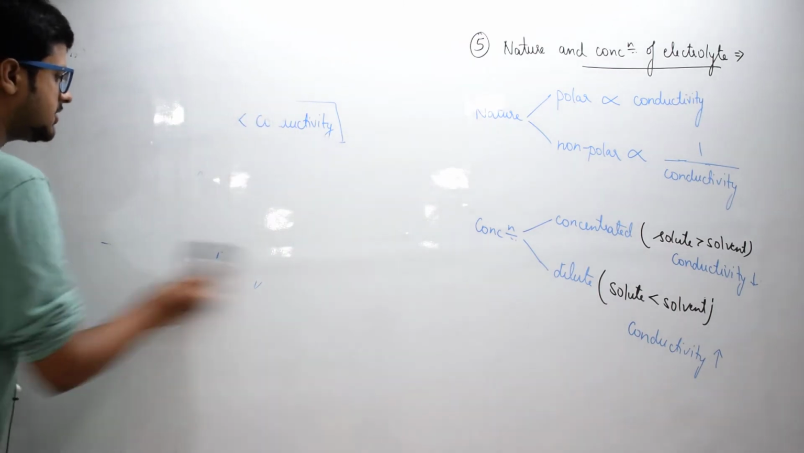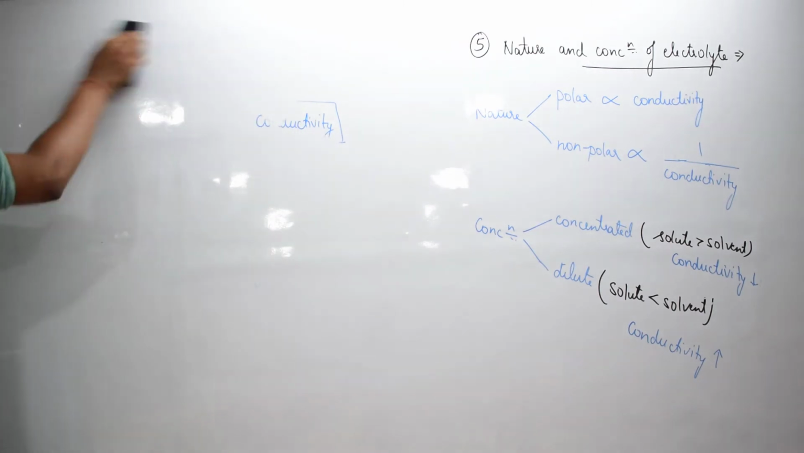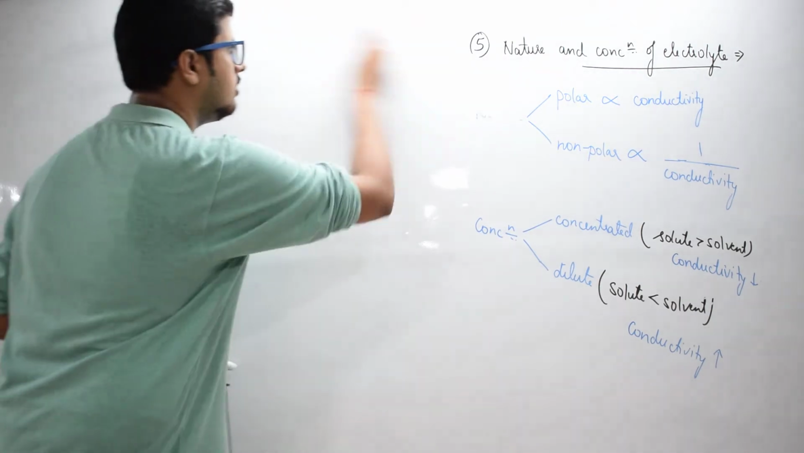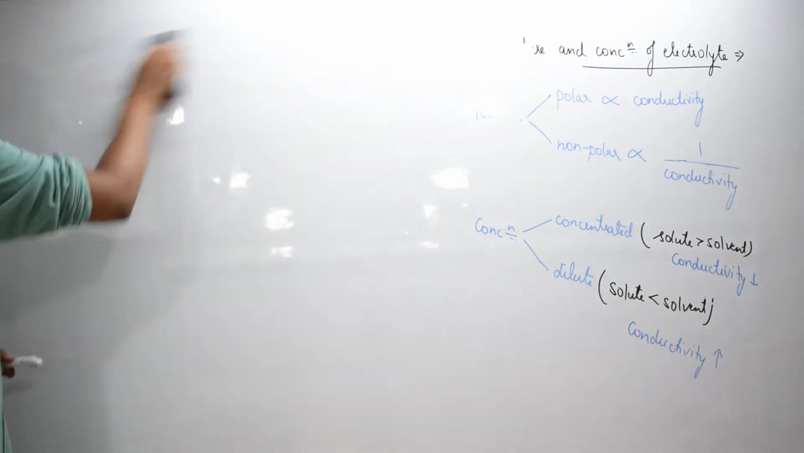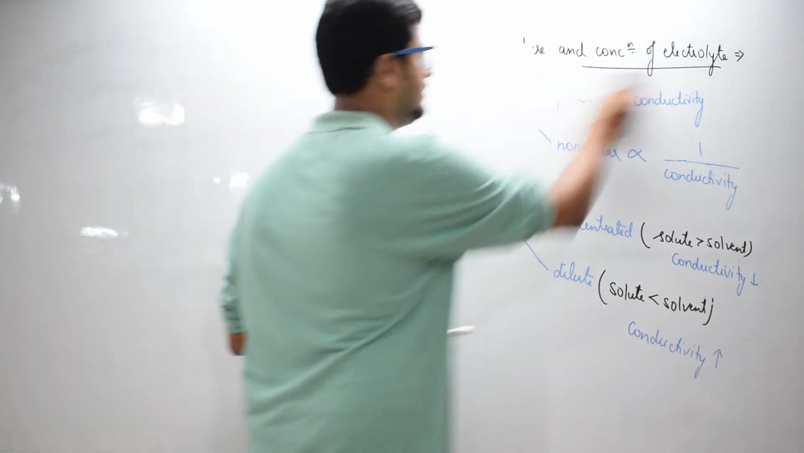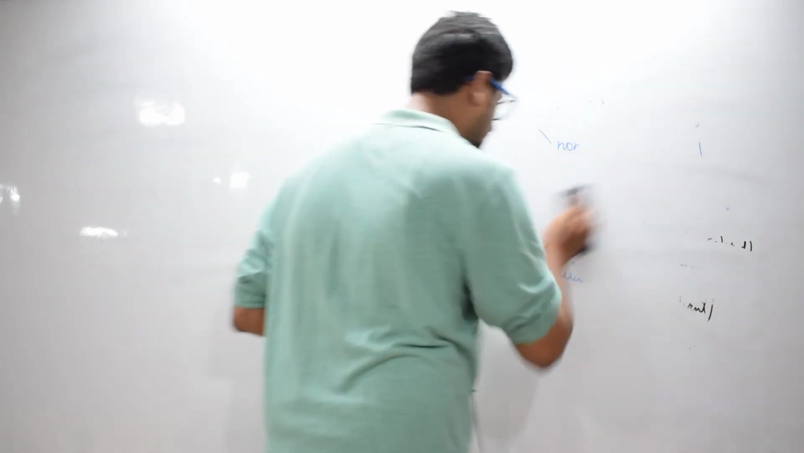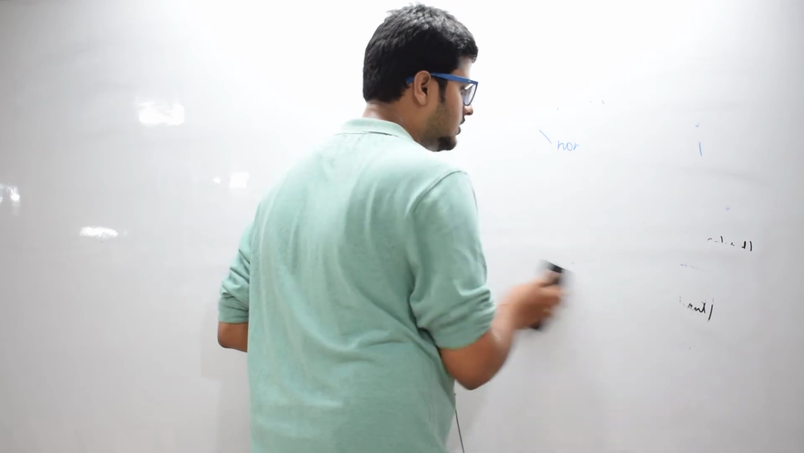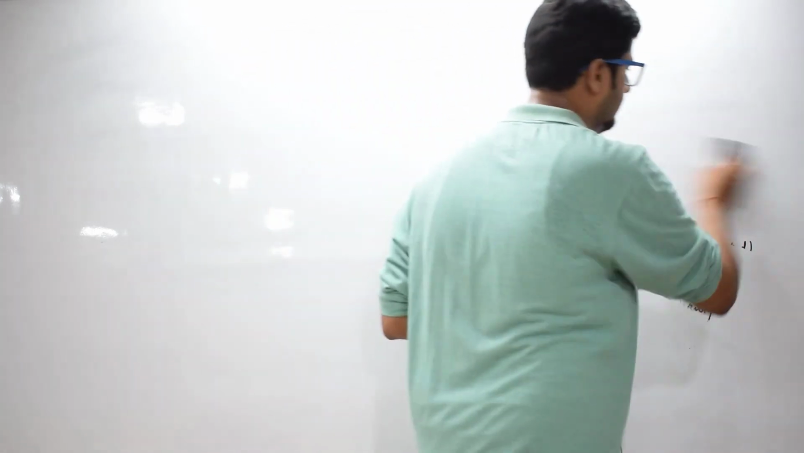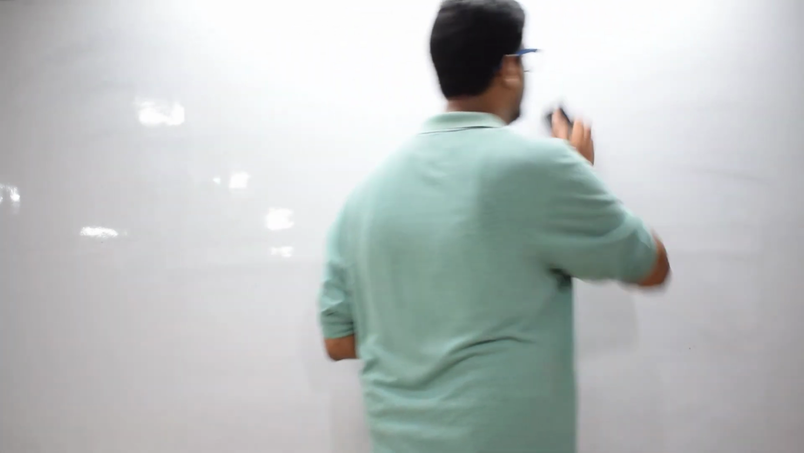So, next we shall discuss some of the terms which are related to electrochemistry. Among them, some terms are resistance, resistivity, conductance, conductivity. So, let us discuss what are these terms.